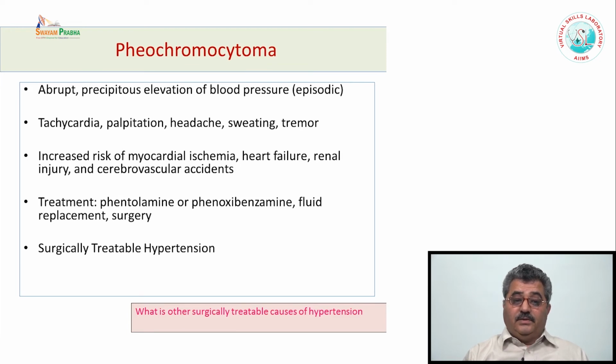The treatment is alpha blockers, fluid replacement, and surgery is the ultimate mode of therapy. This is another example of surgically correctable hypertension one should remember.